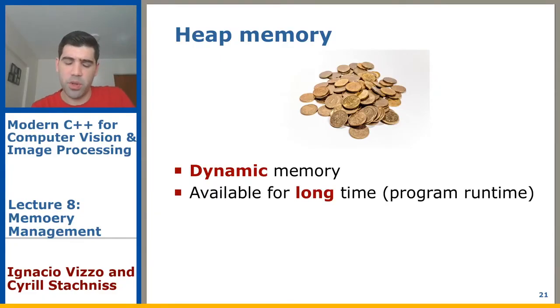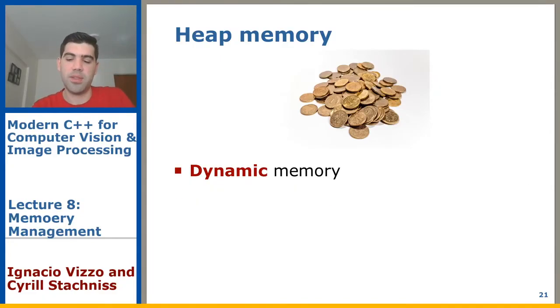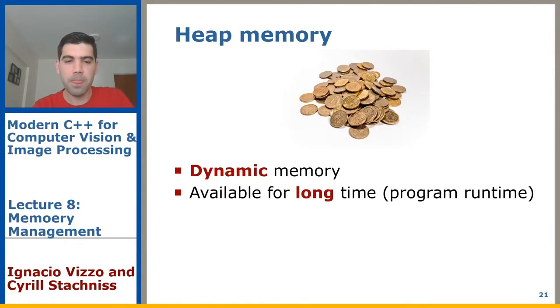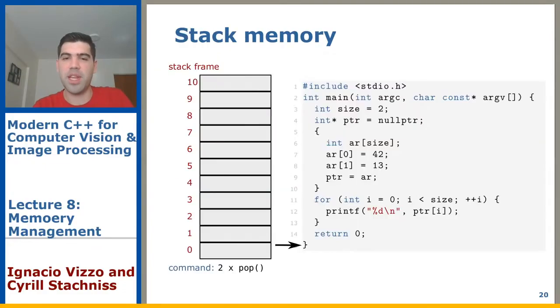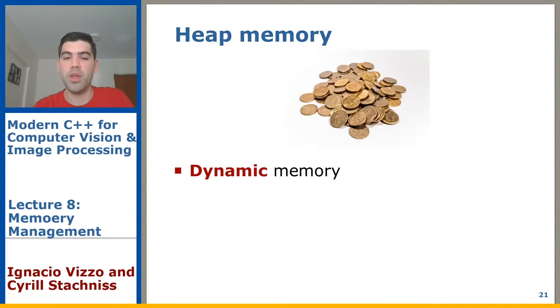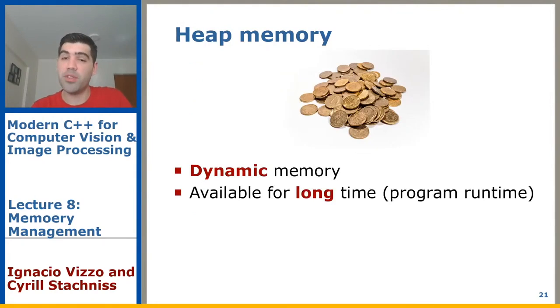So this will also be dynamic, meaning it's something that happens at runtime, and this will be available for a long time. In C++, there is no such thing as automatic removal. The Linux kernel will not remove these variables like we did here with the stack when you reach the end of the scope. So whenever you allocate memory on the heap, it will be there until your program dies.